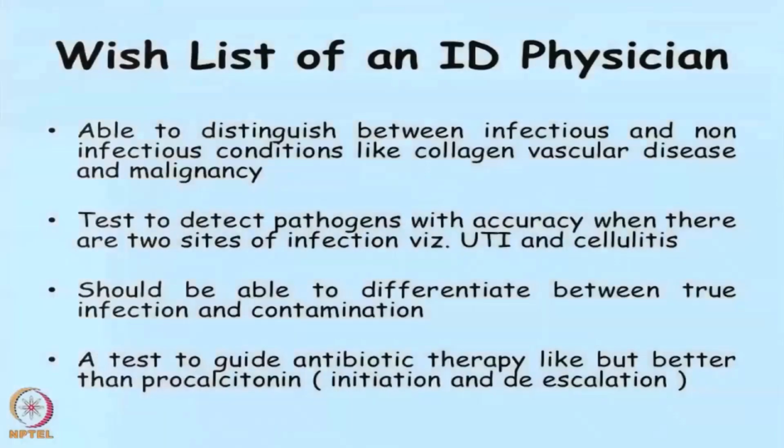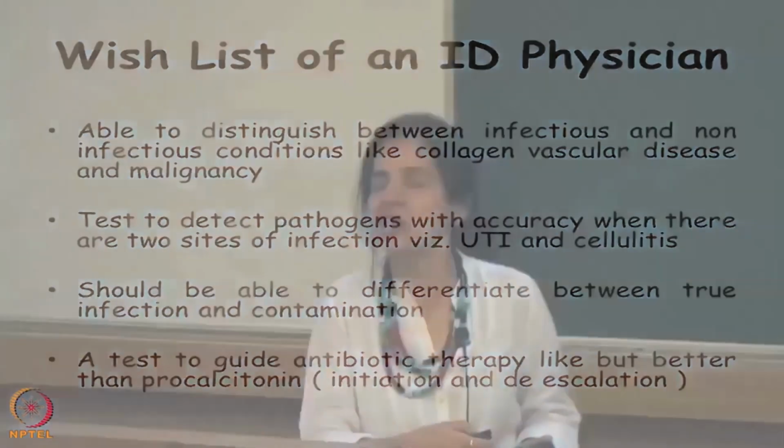So the wish list of an infectious disease physician is a test that is able to distinguish between infectious and non-infectious conditions like collagen vascular disease and malignancy, because the patient presents with fever in all three scenarios. A test to detect pathogens with accuracy, especially when there are two sites of infection like a urinary tract infection and cellulitis, or a UTI and a pneumonia. A test that is able to distinguish between a true infection and a contamination.